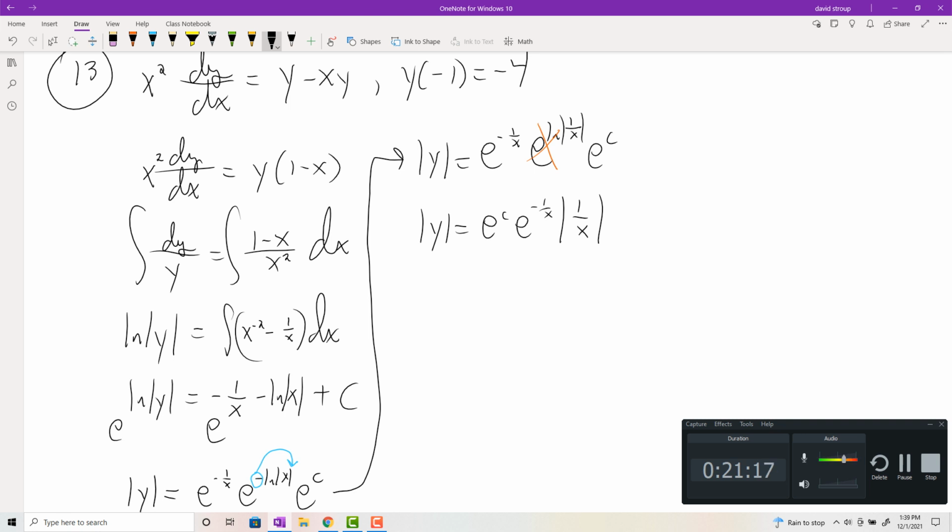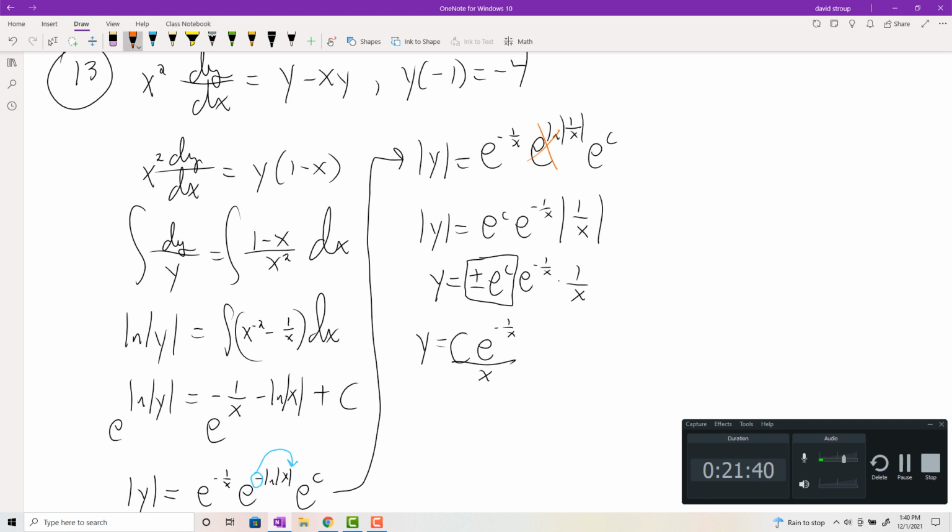Now you want to drop the absolute values, replace with a plus or minus on the right side, so you get plus or minus e to the c, e to the negative 1 over x times 1 over x. And this part just becomes a big old constant, right? So I'll have y equals c, e to the negative 1 over x times 1 over x, or you just put the whole thing over x.